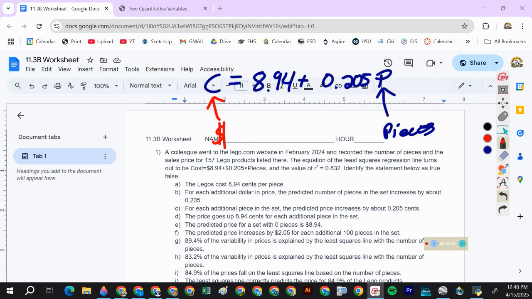C, for each additional piece in the set, the predicted price increase is about 20.5 cents. That's the one you're looking for. So C is true. D, the price goes up 8.94 cents for each additional piece. False. E, the predicted price for a set with 0 pieces is $8.94. True.